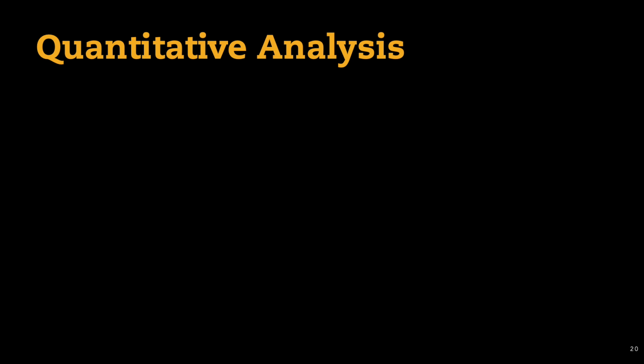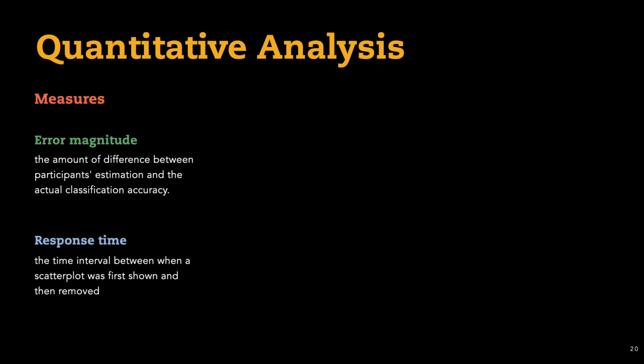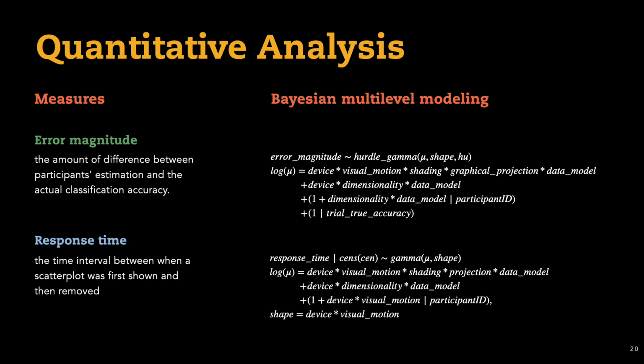For our quantitative analysis, we record 2 measures. First, we have error magnitude, which is defined as the difference between participants' estimation and the actual classification accuracy. Second, we have response time, which is defined as the time between a scatterplot first being shown and then removed. To estimate the effects, we use Bayesian multi-level modeling. I put up some equations here to basically fill the space. You don't have to read them.